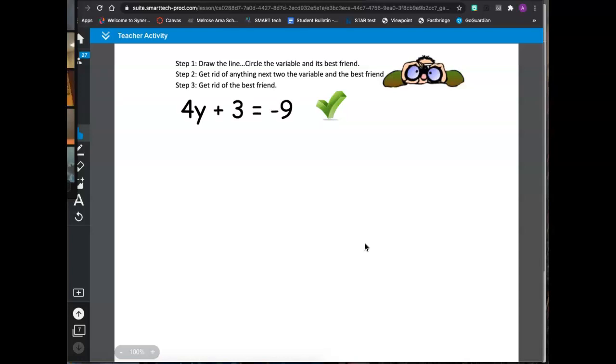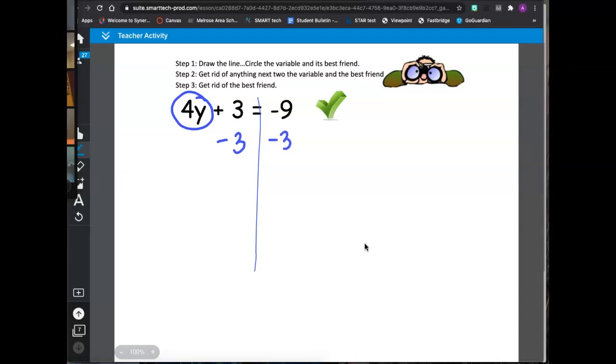Okay, so I'm going to run through this. The correct answer is y equals -3. Okay, if you didn't have that, even if you did, put your screen side by side so you can see how I did this. Okay, you're going to draw a line by the equal sign. And you need to circle the variable and its best friend. So you're going to circle the 4y. Now you have to get rid of the other piece. You have to get rid of the plus 3. So to get rid of a plus 3, you're going to subtract 3.